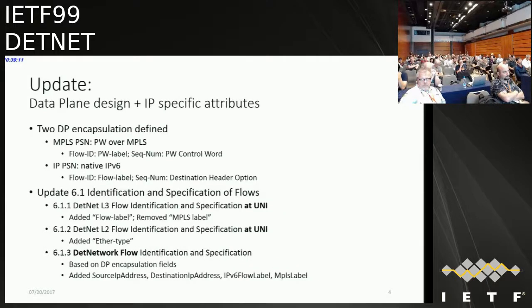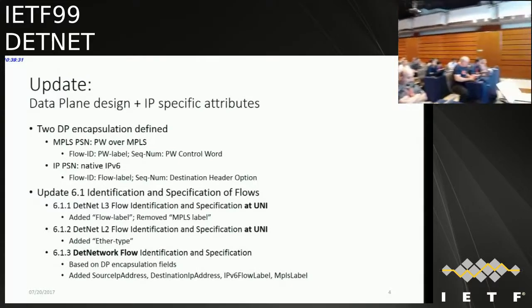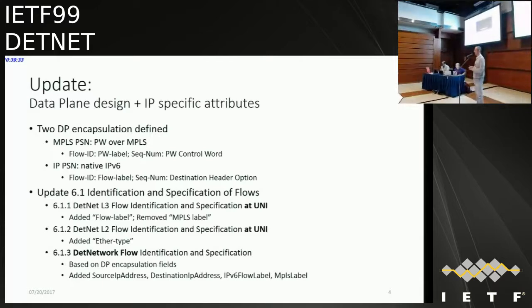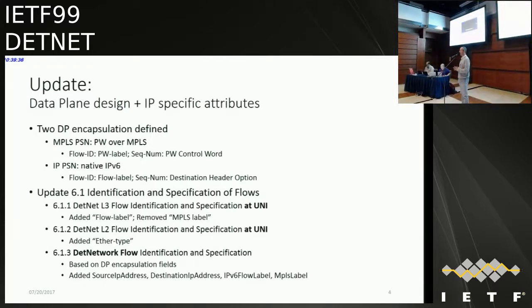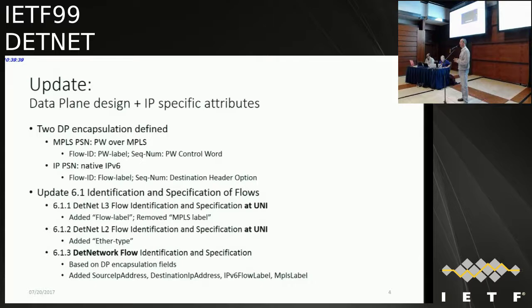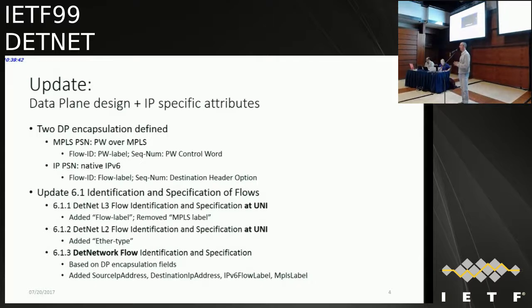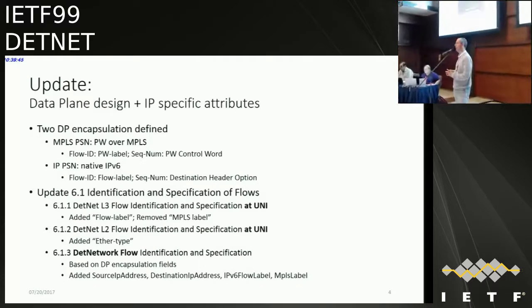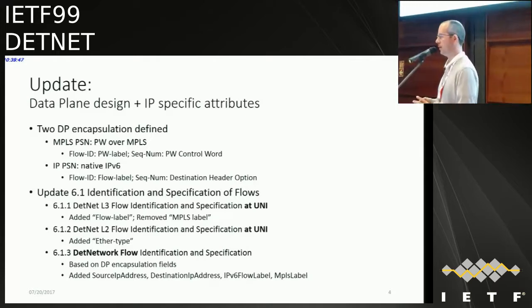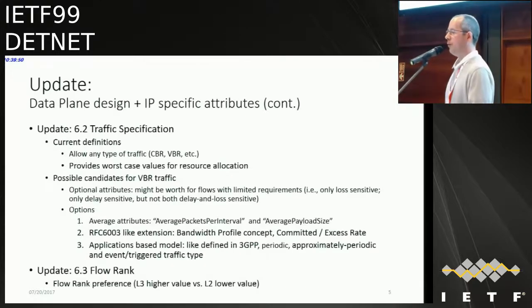So regarding the data plane design results, we have updated section 6.1, which is dealing with the identification and specification of flows. We have defined two identification attributes group, which can be used at the UNI for a layer 3 or for a layer 2 flow. And in addition, we have also defined attributes in order to identify the flow inside the .NET domain. And this is what was done according to the data plane encapsulation specified.